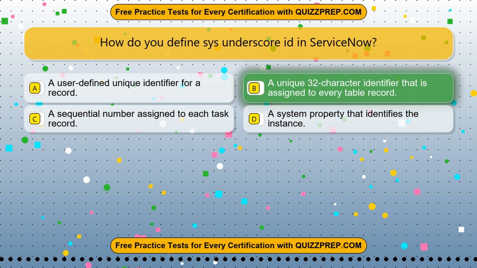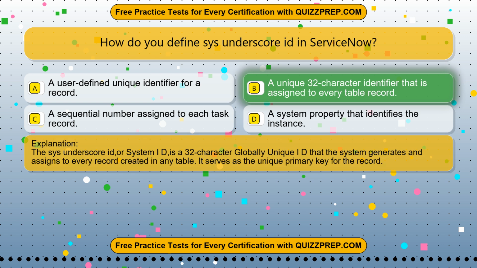The correct answer is option B, a unique 32-character identifier that is assigned to every table record. The sys_ID, or system ID, is a 32-character globally unique ID that the system generates and assigns to every record created in any table. It serves as the unique primary key for the record.